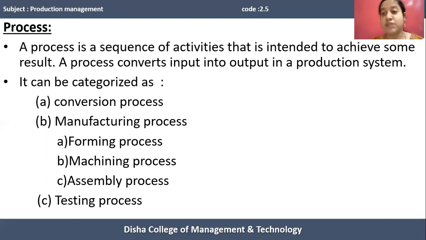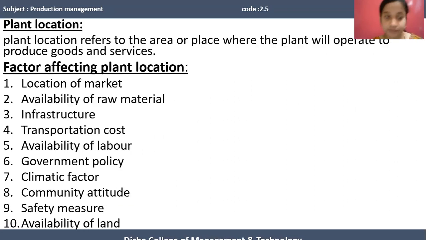In machining process, by adopting various processes like grinding, turning, milling, the manufacturer gets the desired spare parts. And in assembling process, the manufacturer combines all the spare parts, all the workpieces by using different processes like soldering and welding, and at last the manufacturer gets a unique product. And last one is the testing process. After manufacturing a unique product, it is tested whether that product has the desired standard or not, and after that the product is sent to the market.